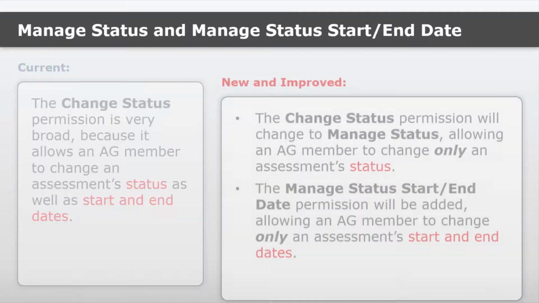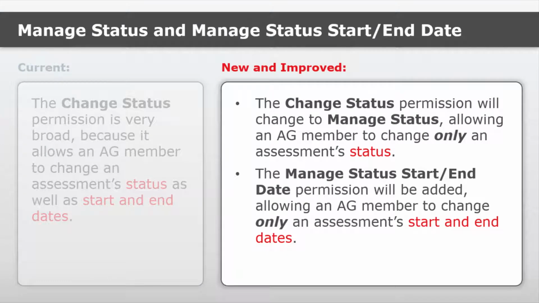However, in the upcoming release, if an AG member has been assigned the Manage Status permission, which was formerly called Change Status, the AG member will be able to change the assessment status, but not an assessment start date and end date. In order to change an assessment start date and end date, the AG member will be required to have the new Manage Status Start/End Date user right. These revised user rights will be enabled by default in the upcoming release so as to help provide more flexibility when configuring AG member roles.